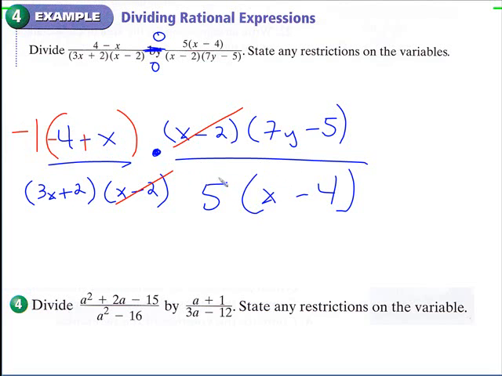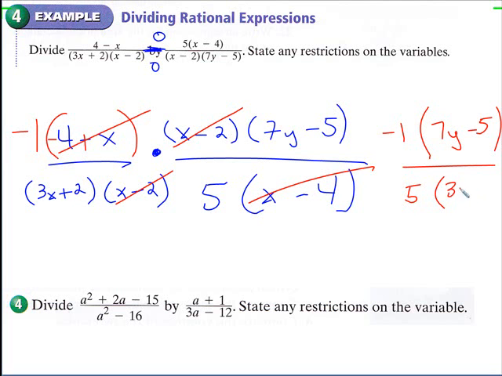Now you notice these signs are the same: 4 is negative, 4 is negative, x is positive, x is positive. We have the negative 1 out here, so now it's okay to cancel these, but remember you have to have that negative 1 out here. So our final answer would be negative 1 times 7y minus 5, and on the bottom we have the 5 and also the 3x plus 2.